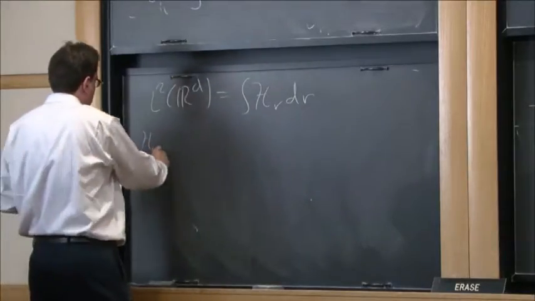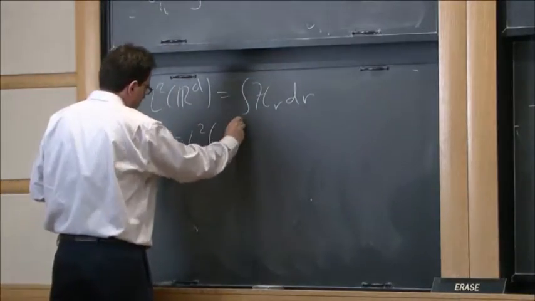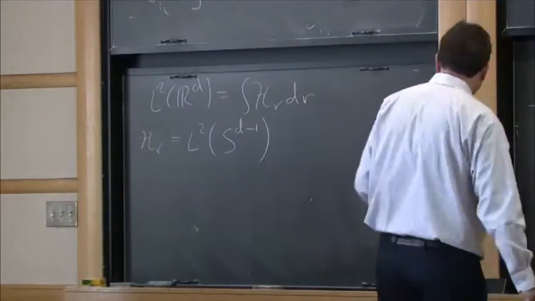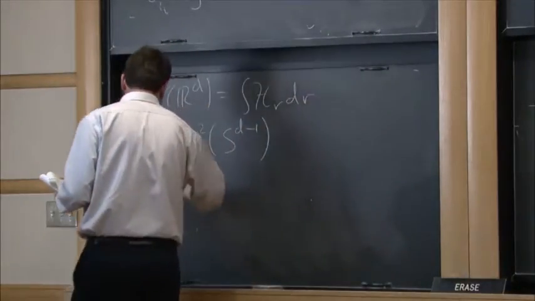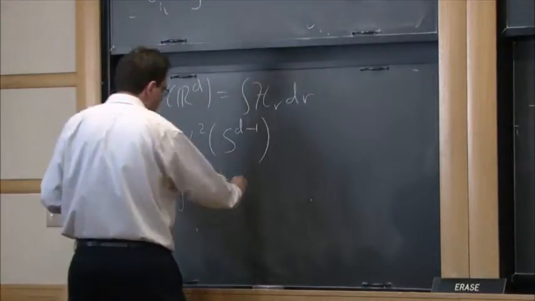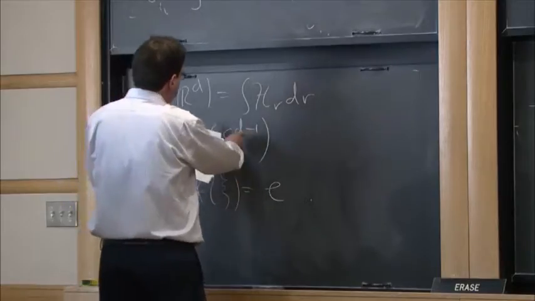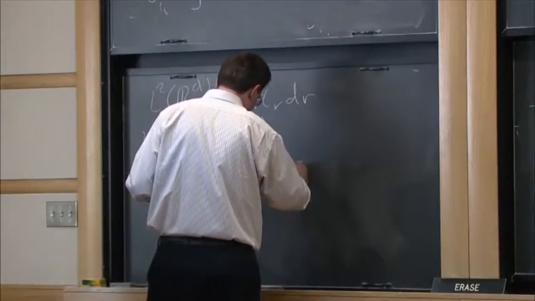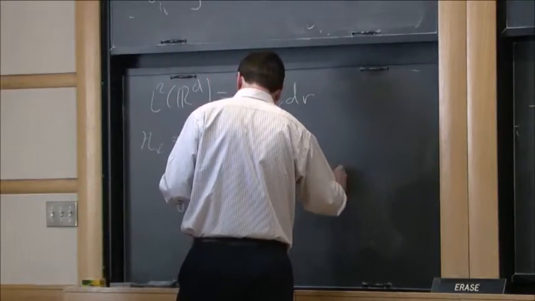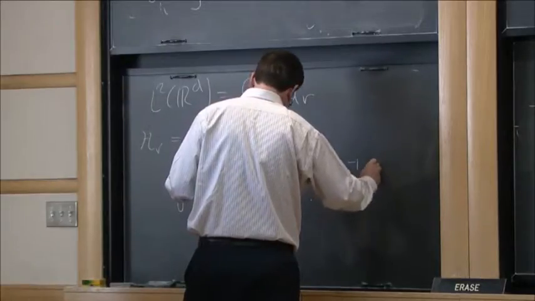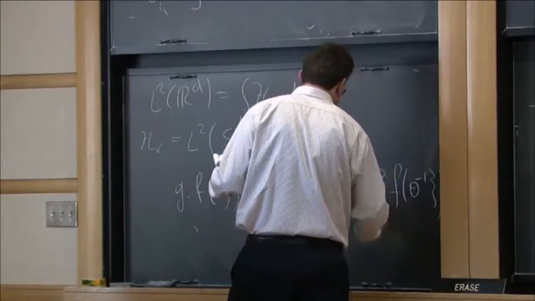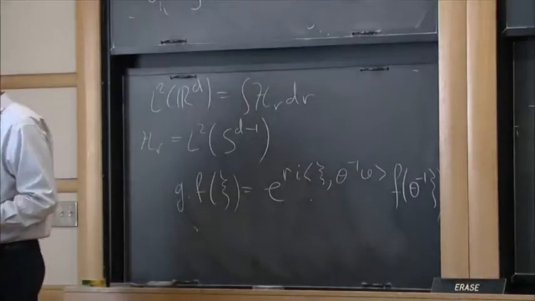Each H_r you could think of as functions on a sphere, with the action given by g of a function f at xi. Now xi is taken to be on the sphere, and there is a phase. Because I'm normalizing everything to be on the sphere, I need to explicitly put the parameter r in the exponent, in the phase part. Okay, so I have here a one parameter family of representations.